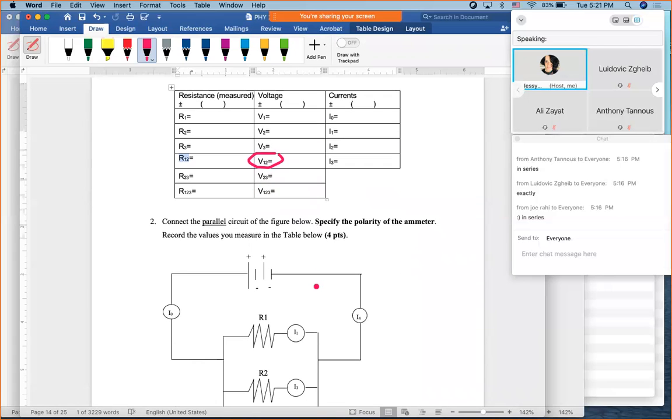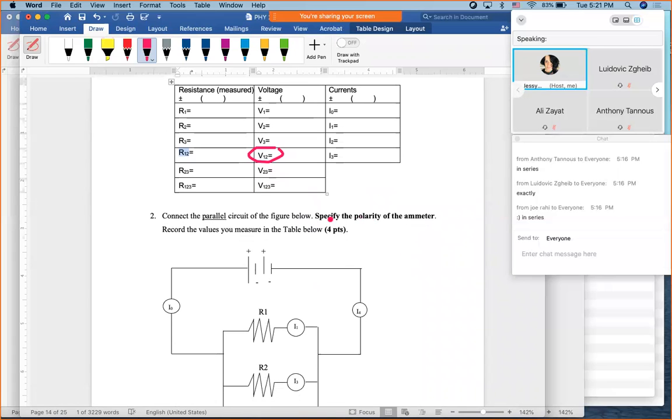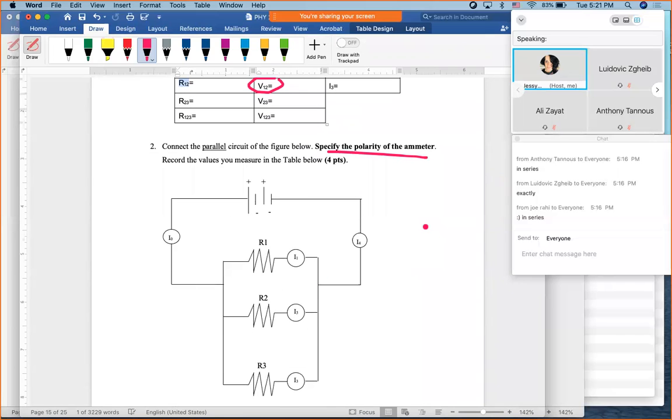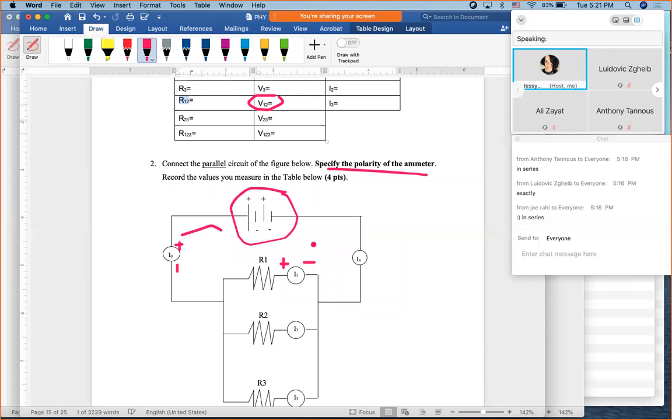And then when they say specify the polarity of the ammeter, just show where's the ammeter? This is the ammeter. Just show the plus and the minus. Obviously, the plus is gonna be close to the plus, and the minus is gonna be on the direction of the minus of the battery. So this is gonna be plus, then minus, yeah? Just for you to know how the connections are.